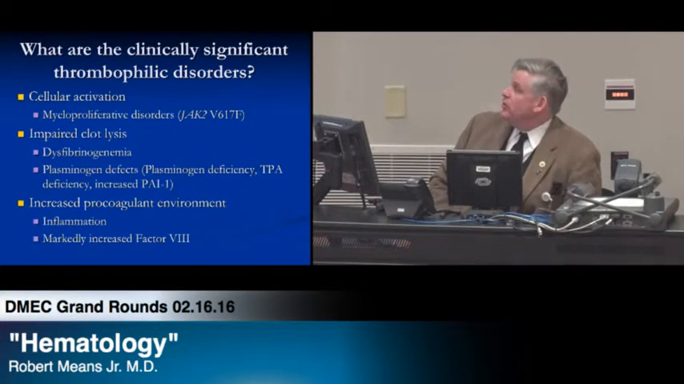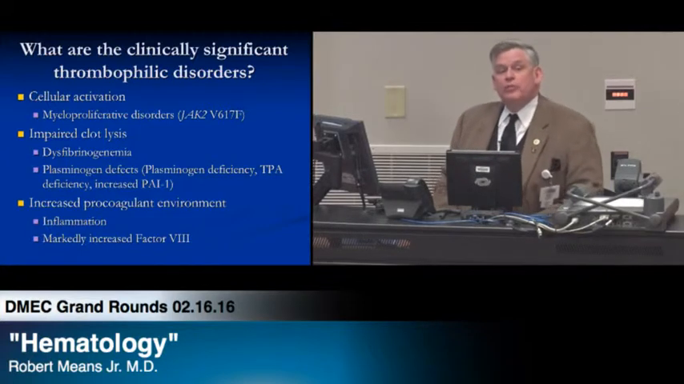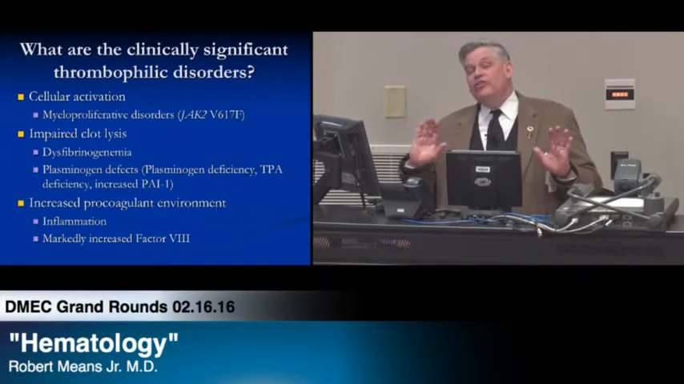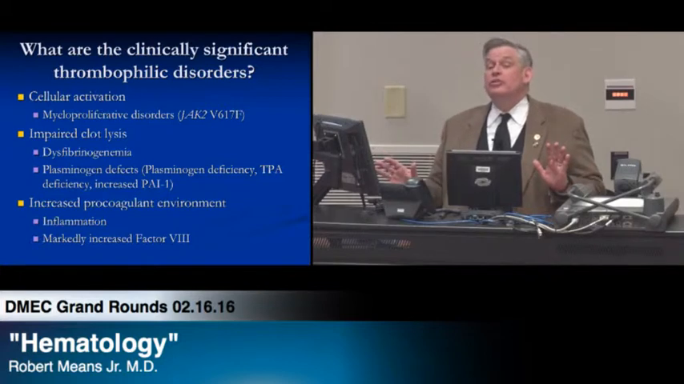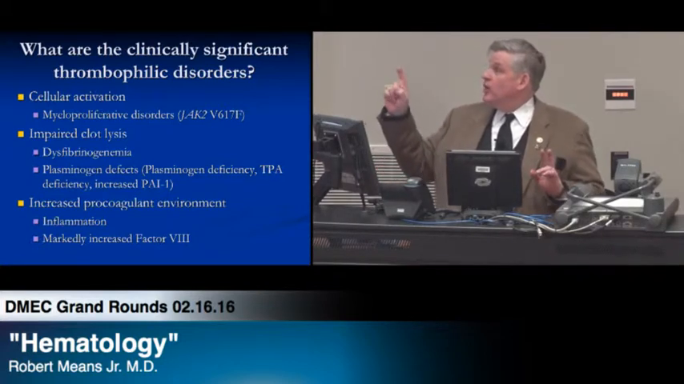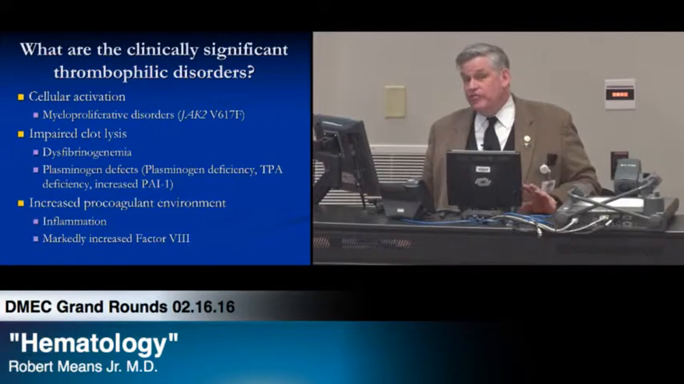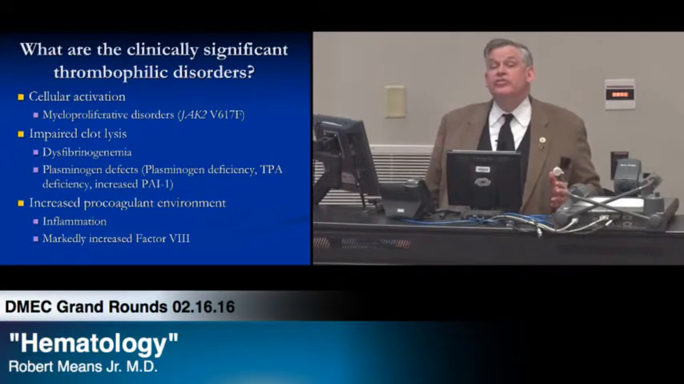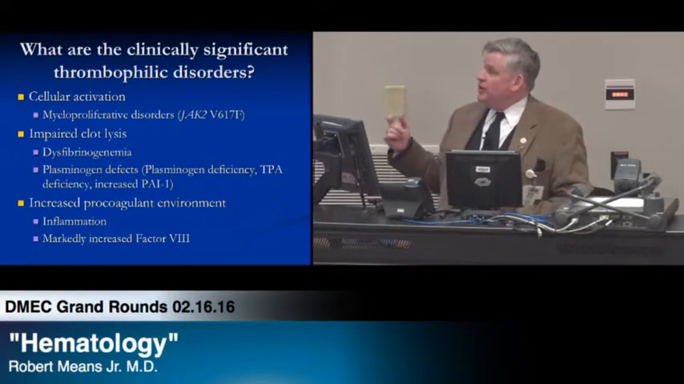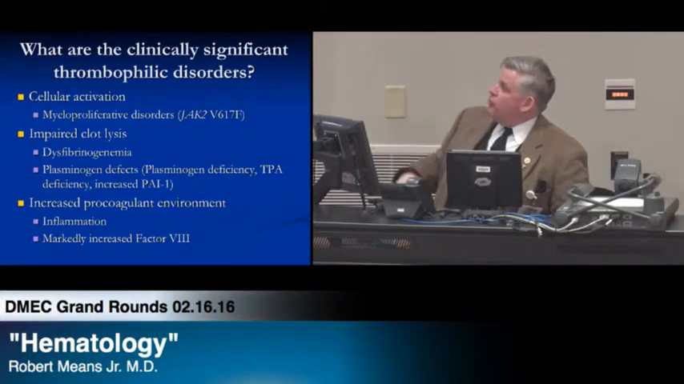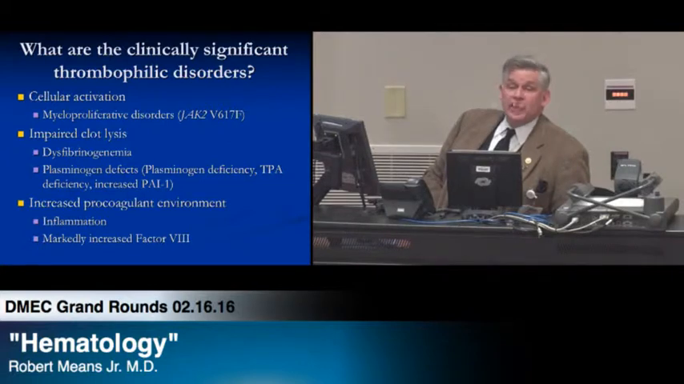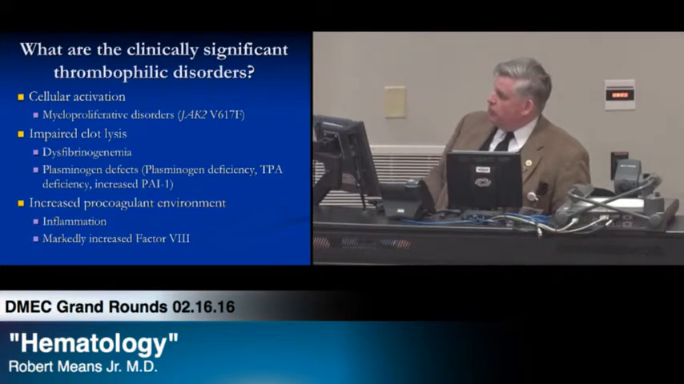There are disorders of cellular activation, which are primarily the myeloproliferative disorders. These are thrombophilic states. For the ones that have the JAK2 V617F mutation, thrombosis is the major cause of death. But they're not routine. Other rare disorders are disorders of fibrinogen and plasminogen. These manifest themselves through impairing the breakdown of clots once formed. I won't talk too much about those, although I will talk a little about them.